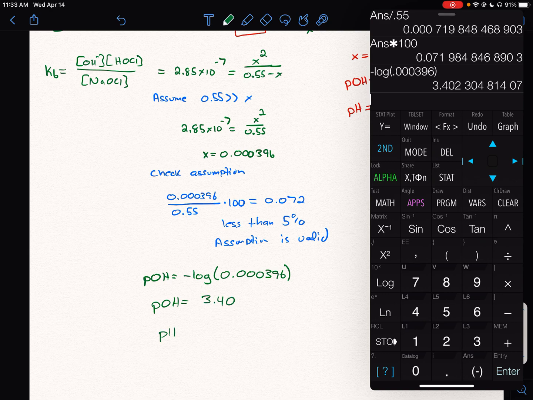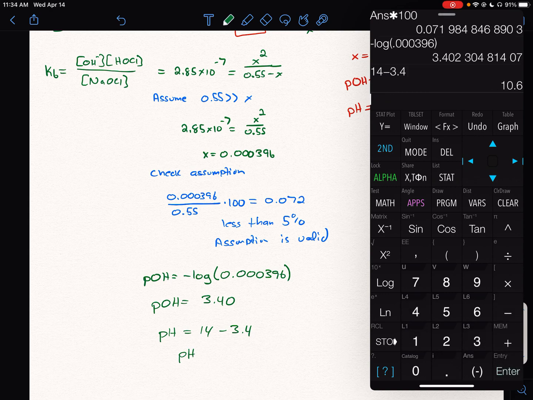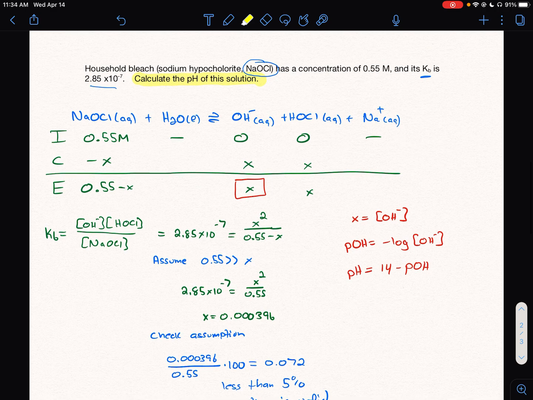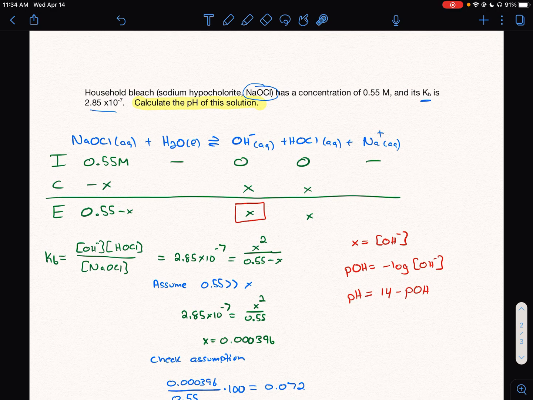So to find the pH, we're going to do 14 minus 3.4, and the pH is going to be 10.6, which again we can do the check to say, does our answer make sense? We have a pH of 10.6, that's a basic solution. And what did we start with? We started with a weak base, forming hydroxide, so that should make sense.